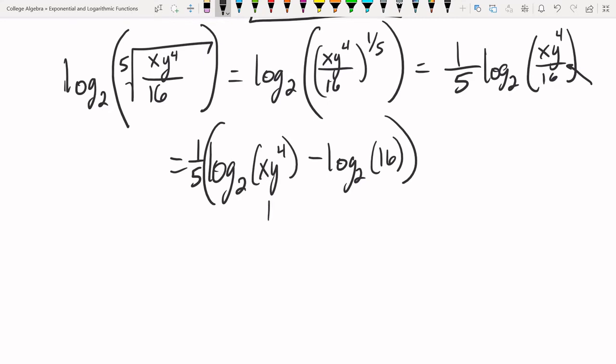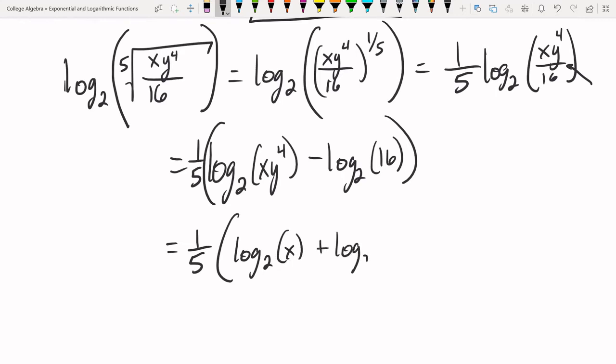And I see that this right here is a multiplication, which means I can split that up into addition. So 1/5 log base 2 of x plus log base 2 of y to the 4th minus log base 2 of 16. And actually 16 is the same thing as 2 to the power of 4. I'm going to rewrite that as 2 to the power of 4. Save a step.